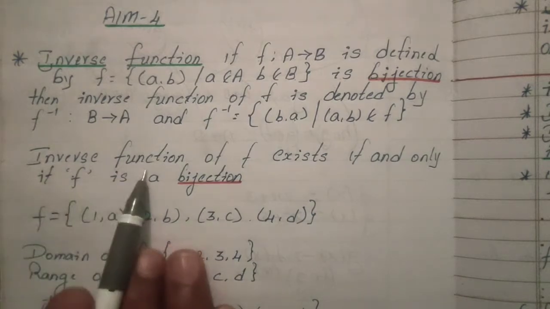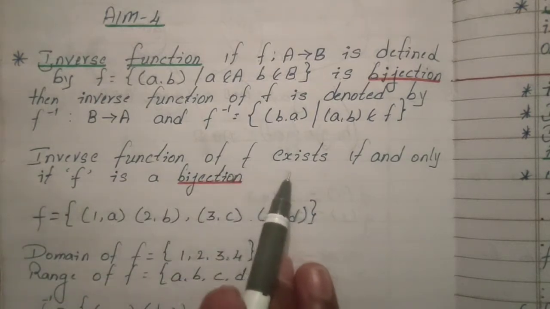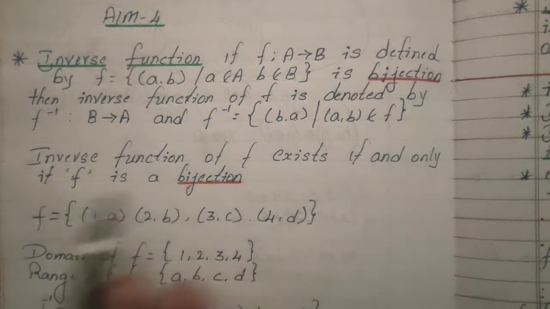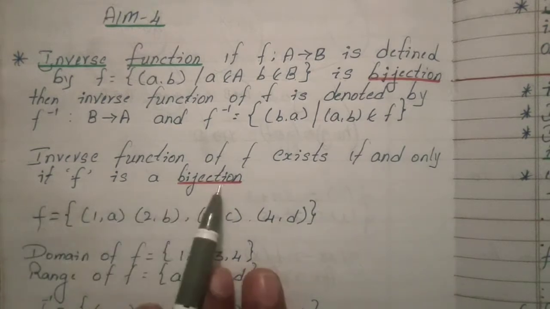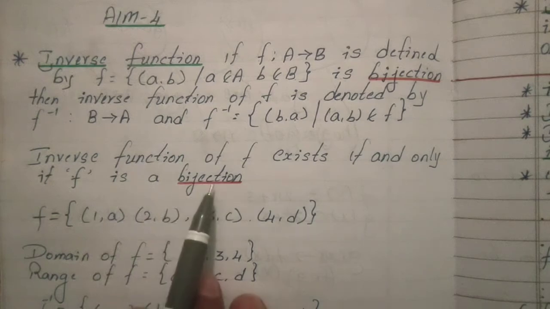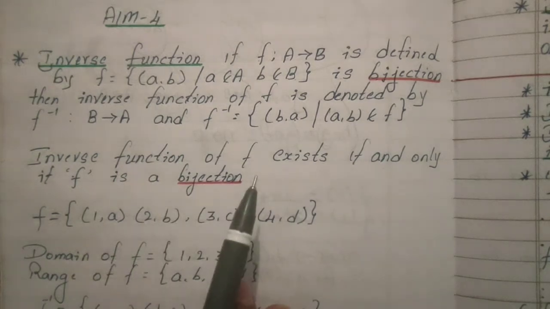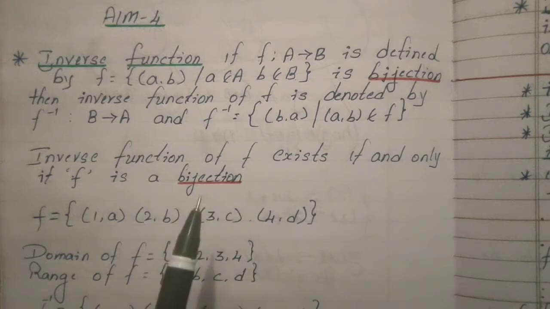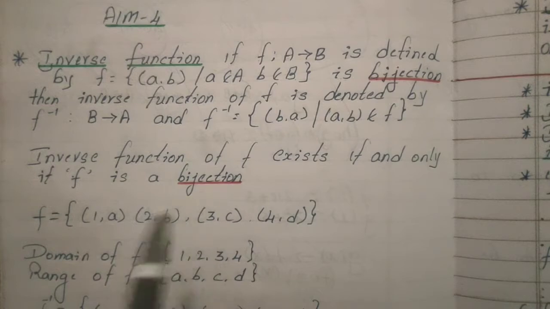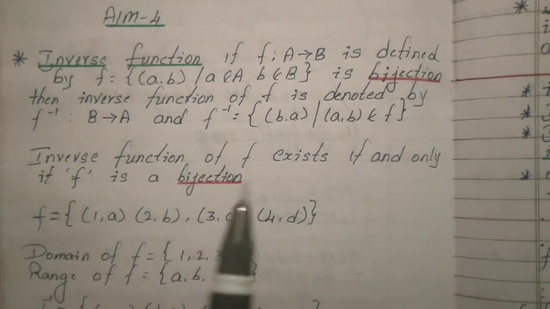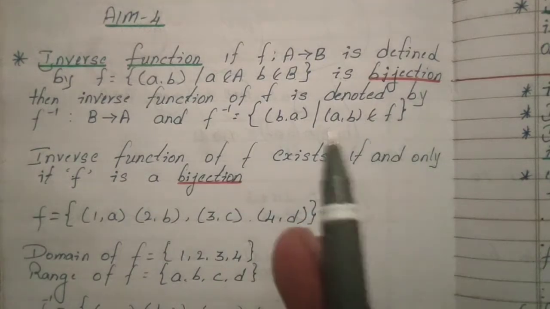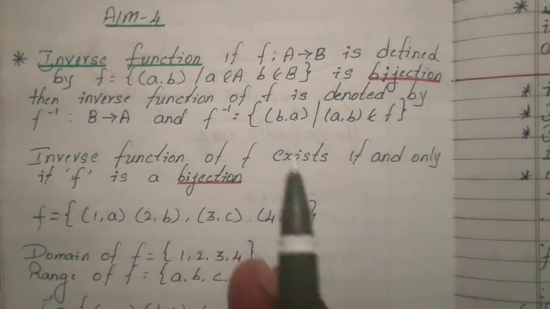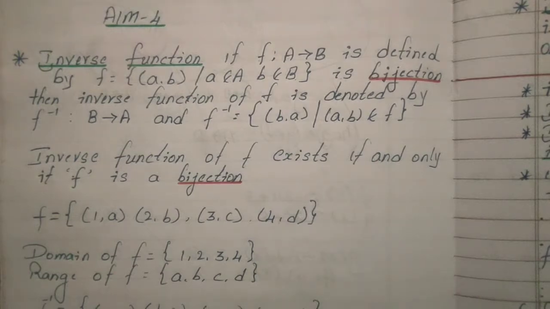Now, inverse function of f exists if and only if f is a bijection. Already I told, inverse function exists only when the function f is bijection. Remember, when you are finding the inverse, check whether the function is bijective. If the function is bijective, then the inverse exists. Now let me take an example.